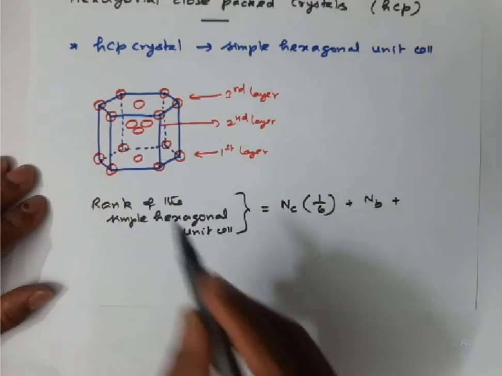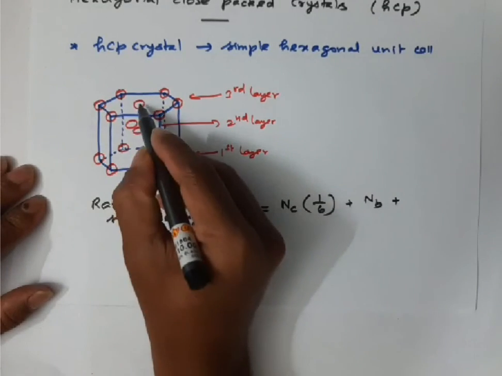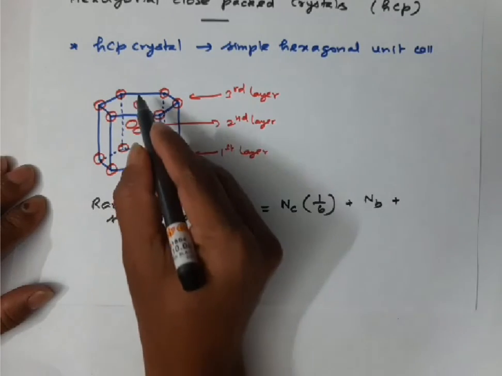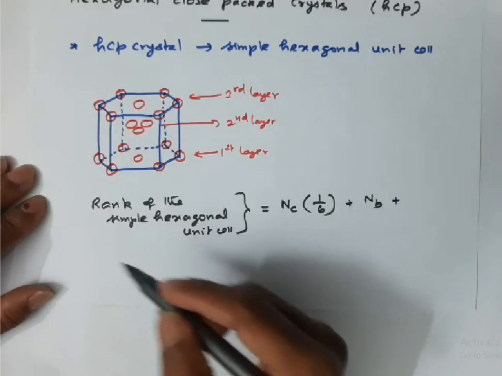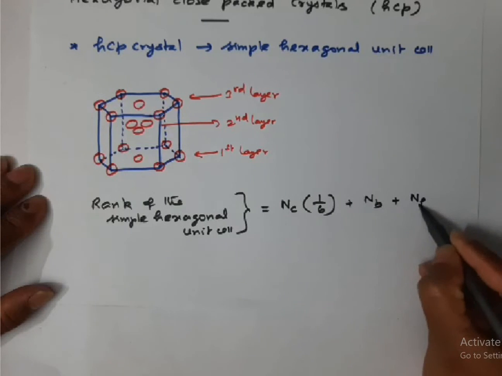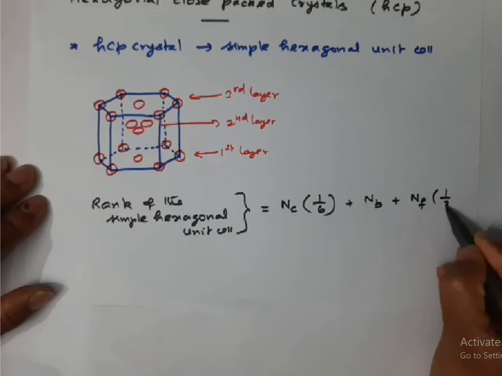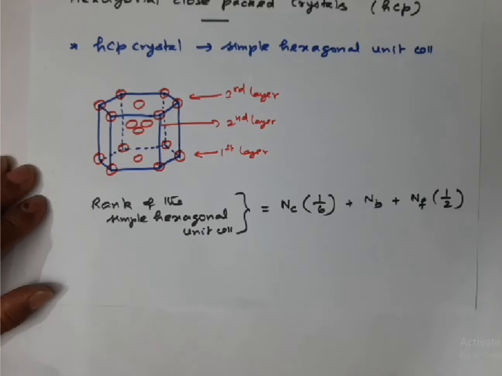Then we have two face center atoms, one at the top and the other at the bottom. Face center atoms are shared by 2 unit cells. So the number of face center atoms, and each face center atom is shared by 2 unit cells, so the contribution to 1 unit cell is 1 by 2.